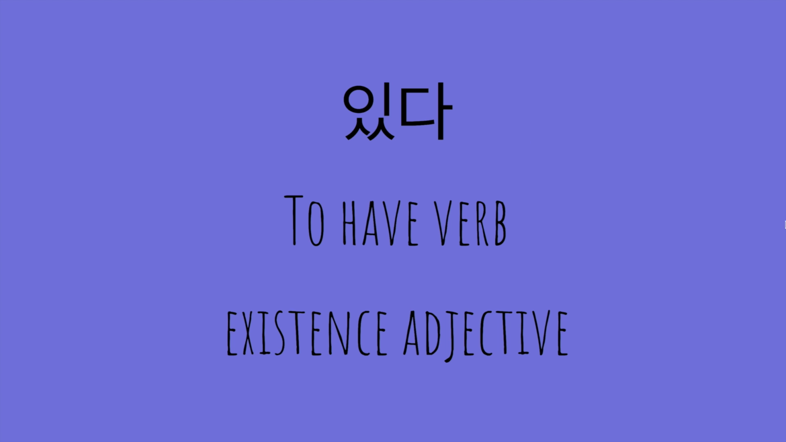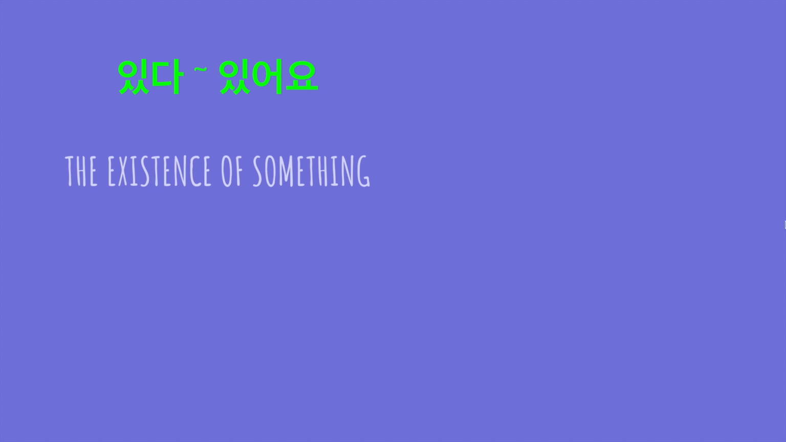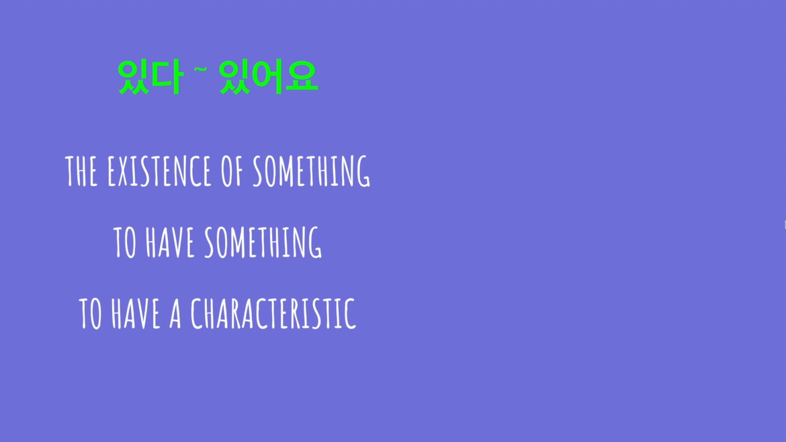The first one is 있다. It's similar in English to the have verb. But in Korean it is considered the existence adjective. At the top we have the verb stem and the conjugation. And now we're going to look over the usages. The existence of something, to have something, or to have a characteristic of.